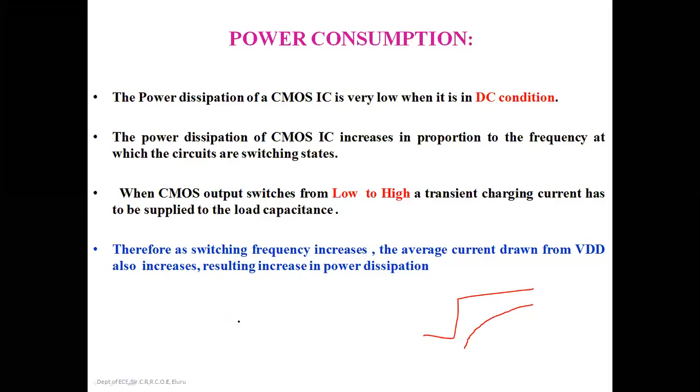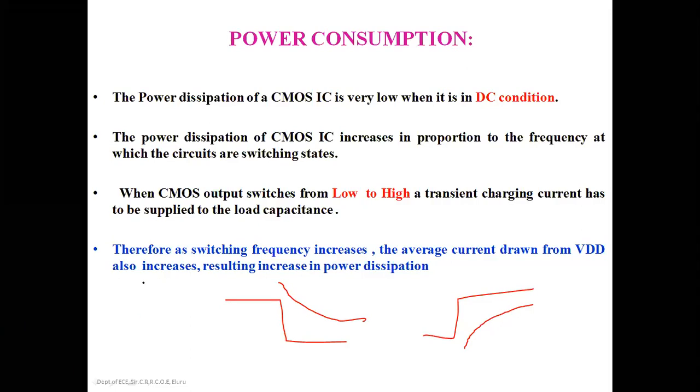But in the second case, that is high to low, the stray capacitance will be discharging. From which value? From the high state to the low state. So when the CMOS output switches between the low to high state and high to low state, a significant amount of current has to be supplied to the load capacitance, or a significant amount of current will be drawn from the load capacitance.